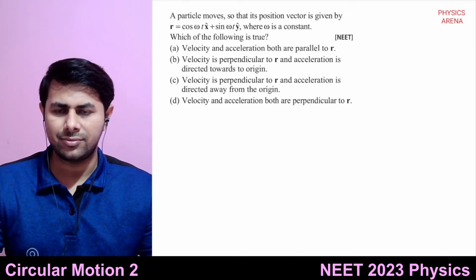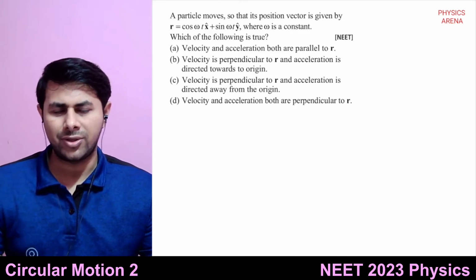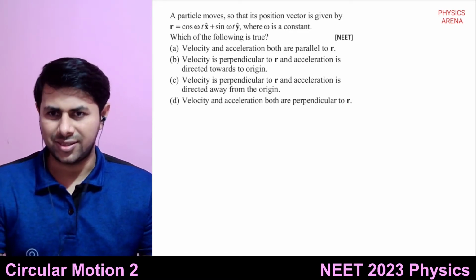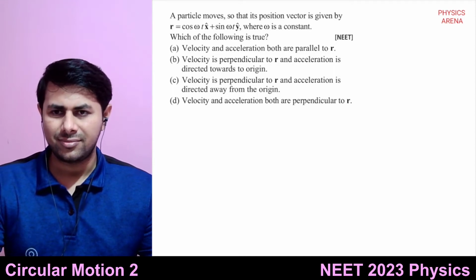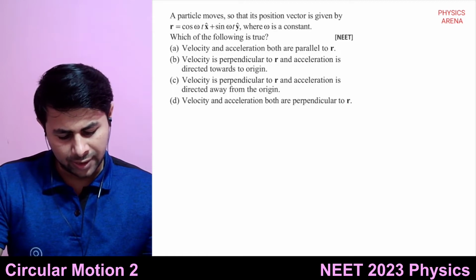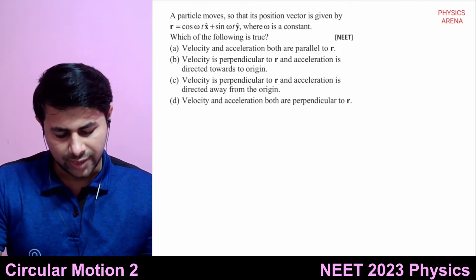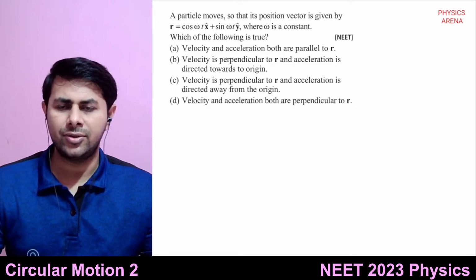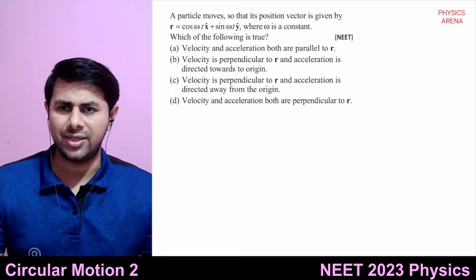Which one? Velocity is perpendicular, that you know. Yes, Sanjay? Option C, sir. Velocity is perpendicular to r and acceleration is directed away from the origin. Acceleration is directed towards the origin, no? Towards the center of the circle.